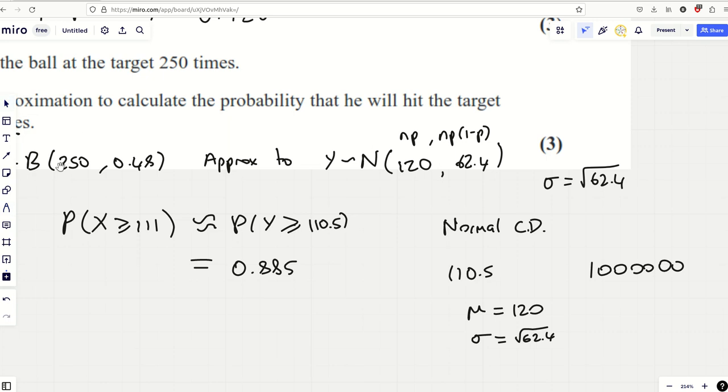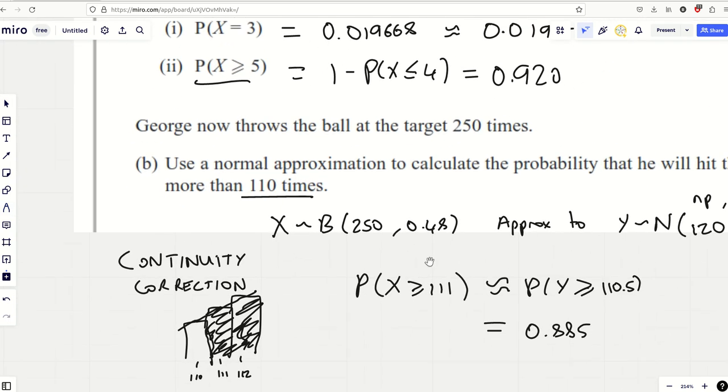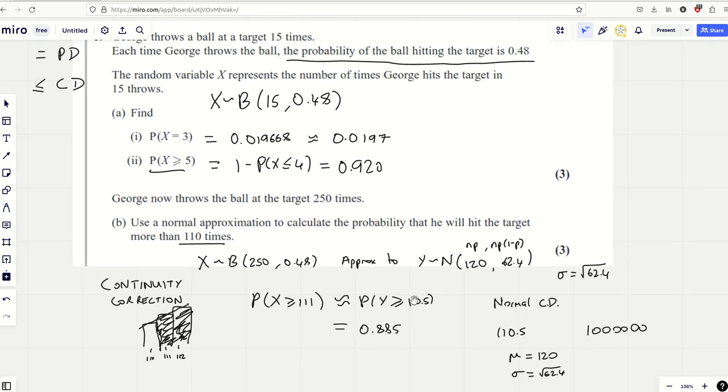Okay, I hope that makes sense. The continuity correction is where people normally go wrong. And make sure you remember n times p times 1 minus p.